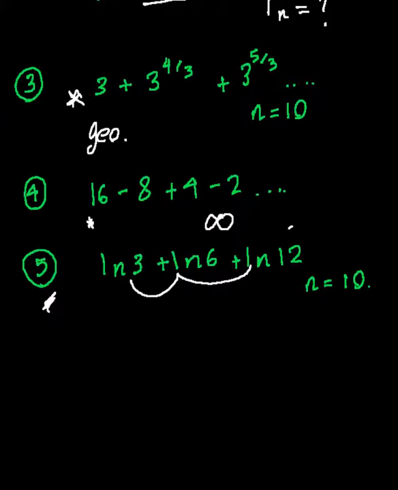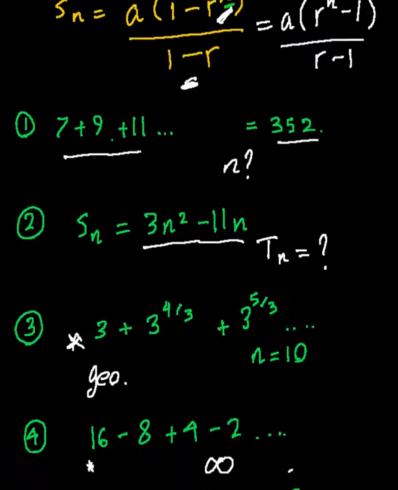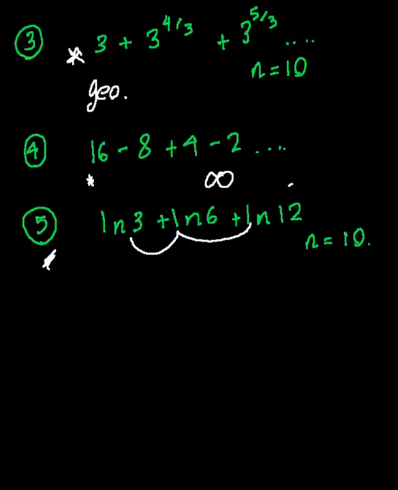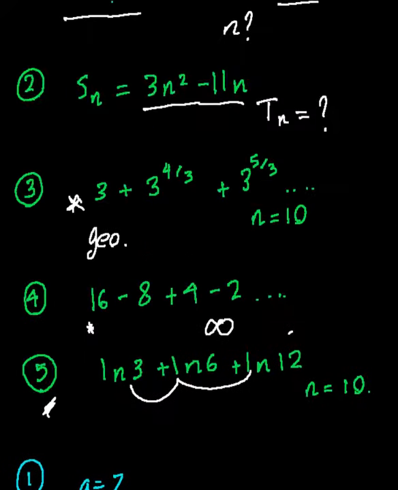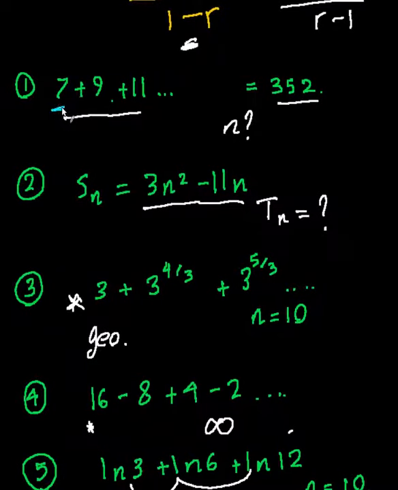For question 1, it's asking how many terms I need. For any question that you have, first write down your data. So in this case, a is equal to 7. The difference is 2, right? I need to figure out how many terms are needed to equal 352.